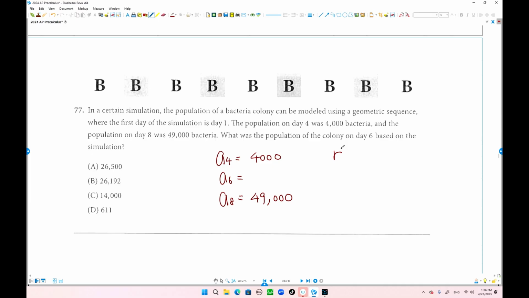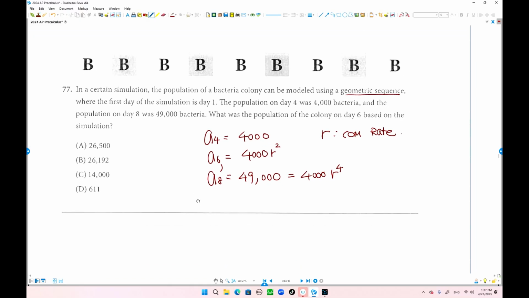is multiplied by r, right? That is a geometric sequence with a common ratio. Okay, this is a common ratio. Day 5 is 4,000 times r. Day 6 is 4,000 times r times r, which is 4,000 r squared, right? Using this one, we can express this. Day 8 is 4,000 times r to the 4th, right? Two days difference, r squared is multiplied to day 6. Using this one, we're going to find day 6.